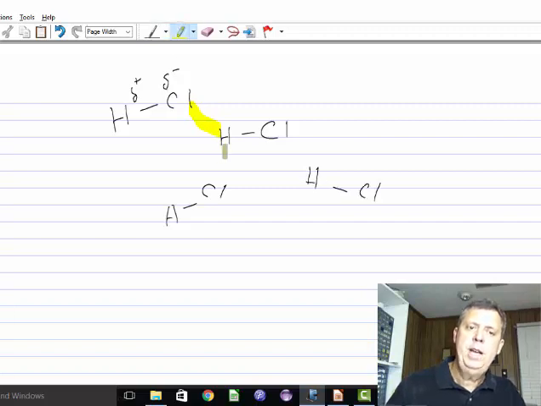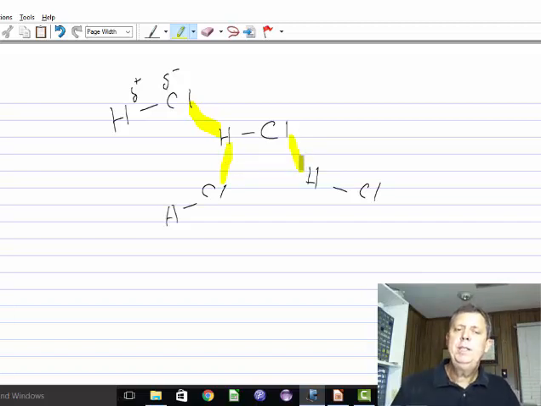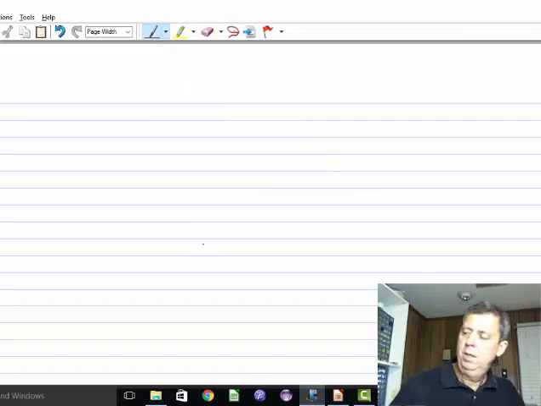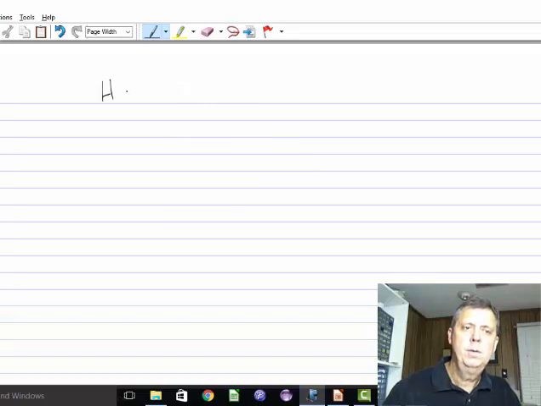You can have, this hydrogen might be attracted to more than one nearby chlorine, and same thing over here. So what this means is that these HCl molecules really want to stay near other HCl molecules. Compare this to, well, let's look at one more first. Let's look at water. It's a really good example.